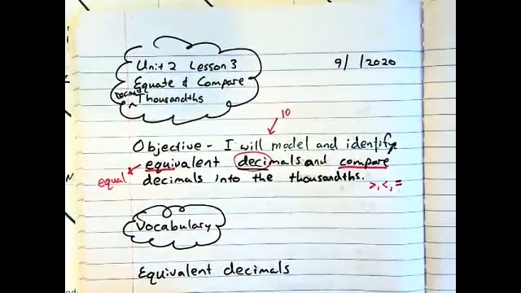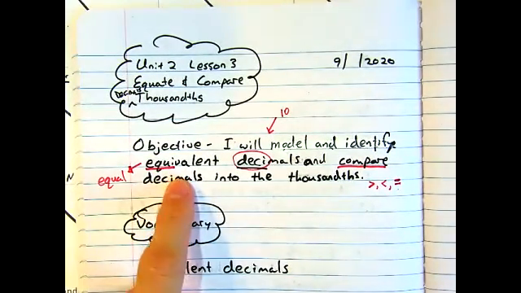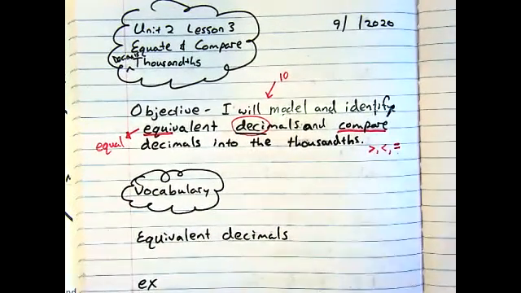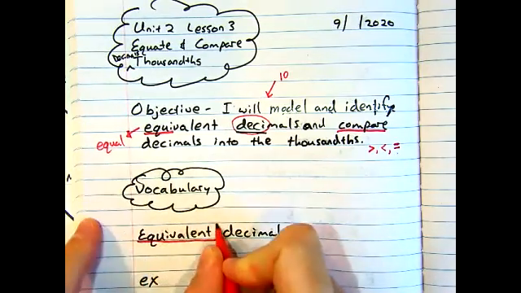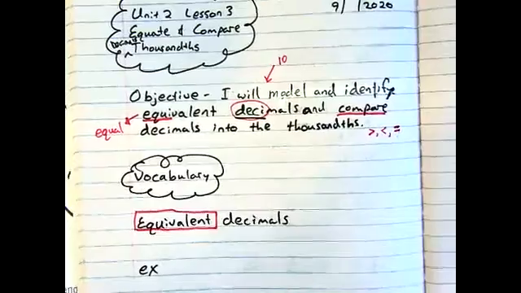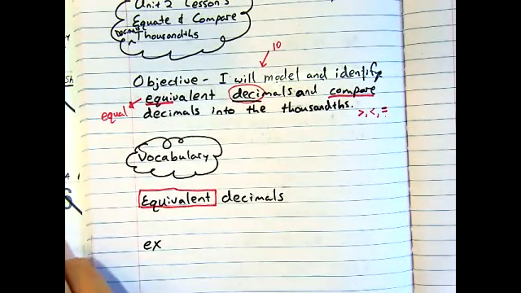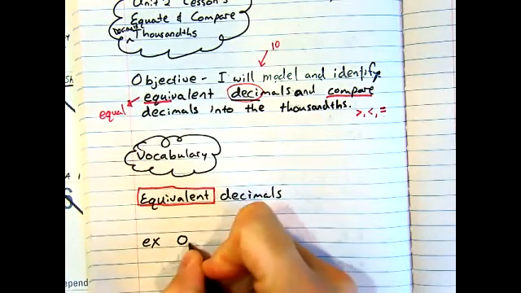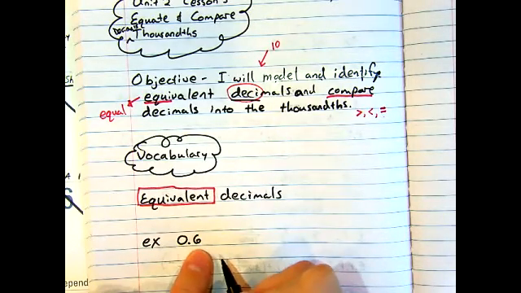Let's make sure we have the whole frame. We found equivalent fractions in Unit 1. Let's see if we can figure out what an equivalent decimal is in Unit 2. And hey, shocker, here's our vocab term, equivalent decimal. Many of you might know this already, and some of you might be a little confused, but let's come up with our example. I'll make it a very simple single digit. So I've got 0 and 6/10.